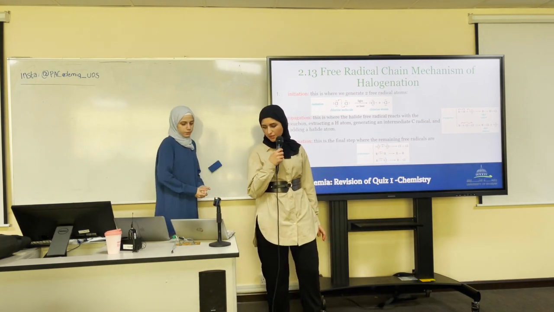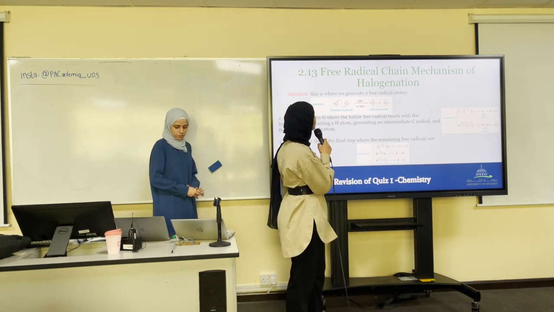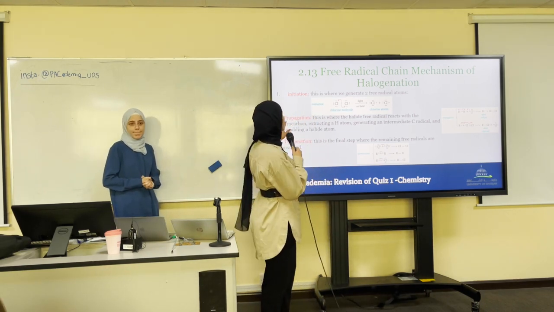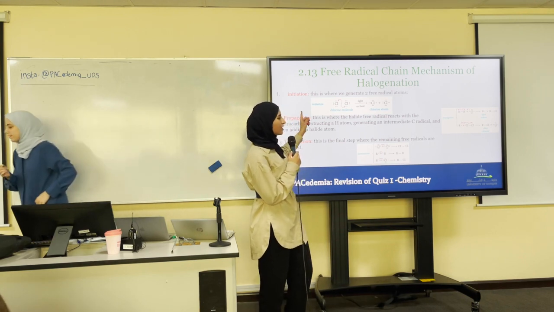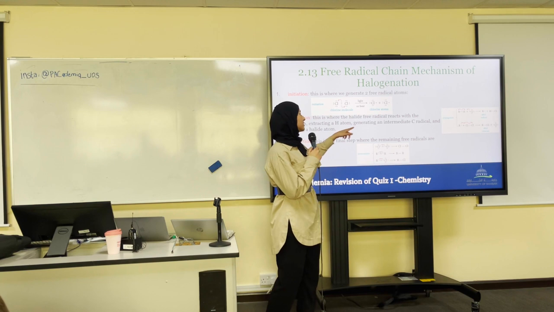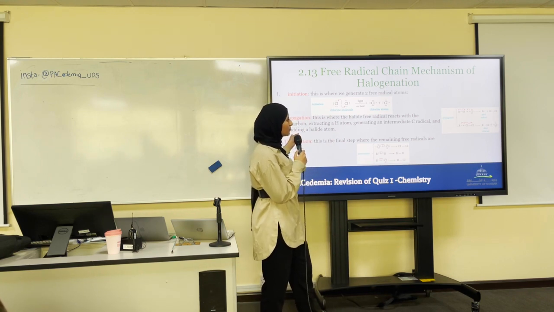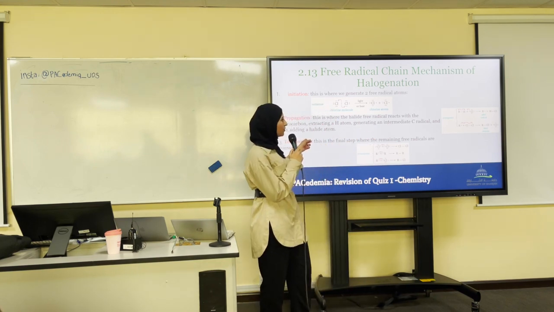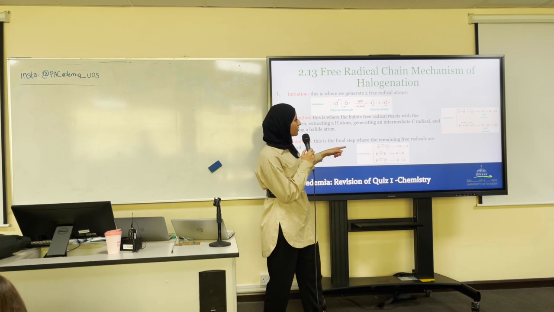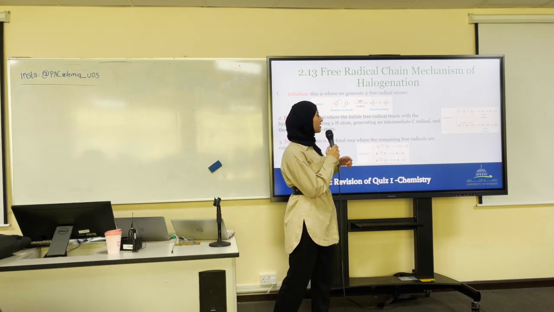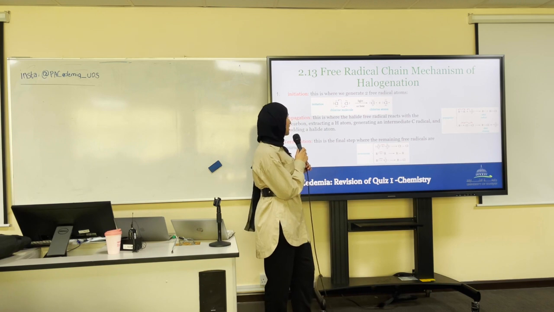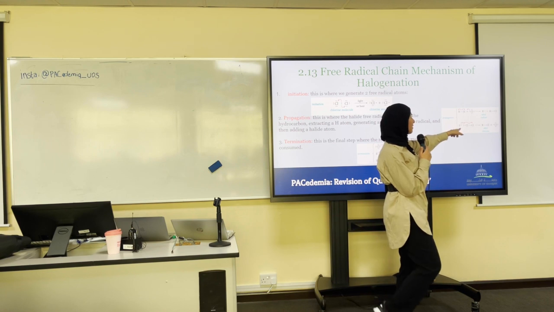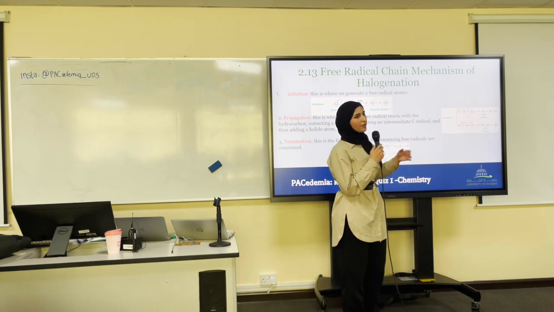So this is, I think, the last lesson: the free radical chain mechanism of halogenation. You took this one, right? First of all, we have initiation, forming two radicals. Then we have propagation, in which the halide free radical reacts with the hydrocarbon, extracts one H, generating the carbon radical, and then adds a halide atom. As you can see, the radical has an odd number of unshared electrons.